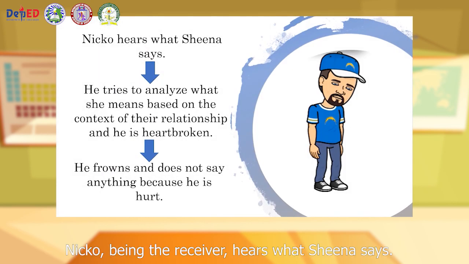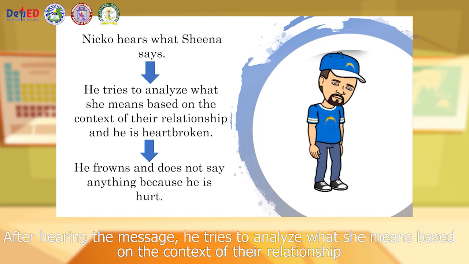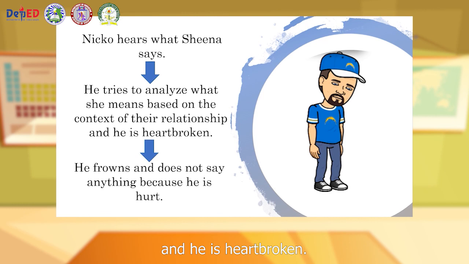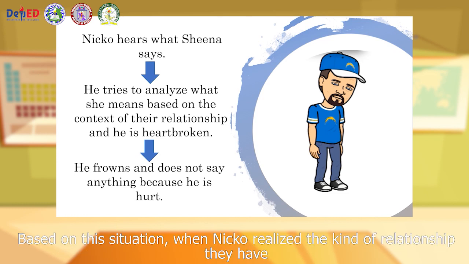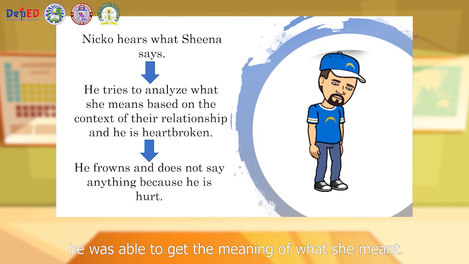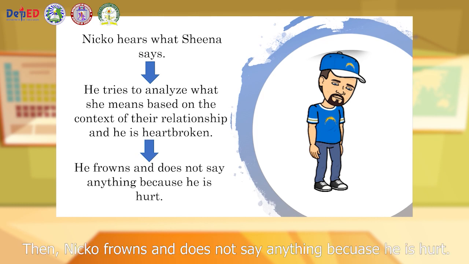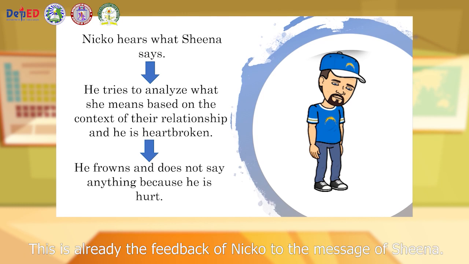Nico, being the receiver, hears what Sheena says. After hearing the message, he tries to analyze what she means based on the context of their relationship, and he is heartbroken. Context plays an important role in the understanding of the message. When Nico realized the kind of relationship they have, he was able to get the meaning of what Sheena meant. Then, Nico frowns and does not say anything because he is hurt. This is already the feedback of Nico to the message of Sheena.